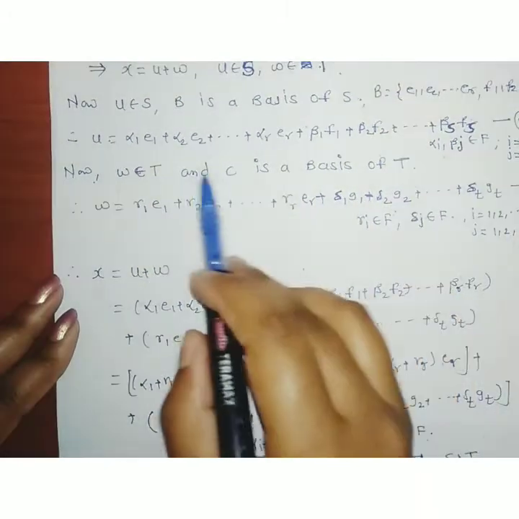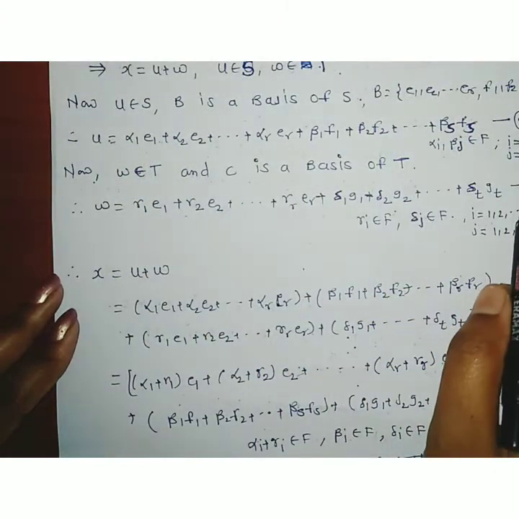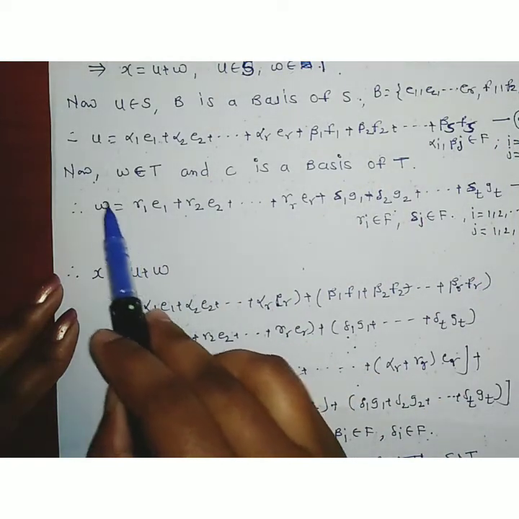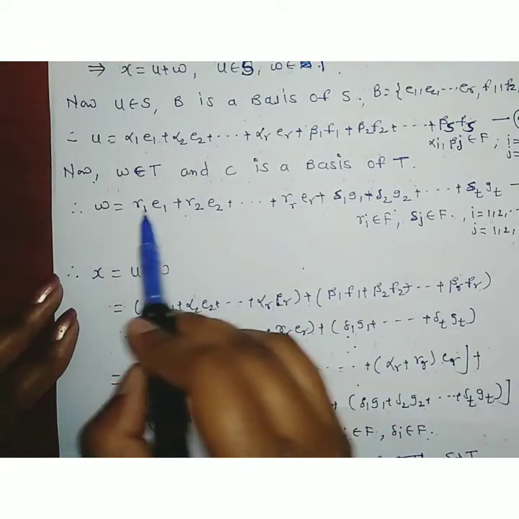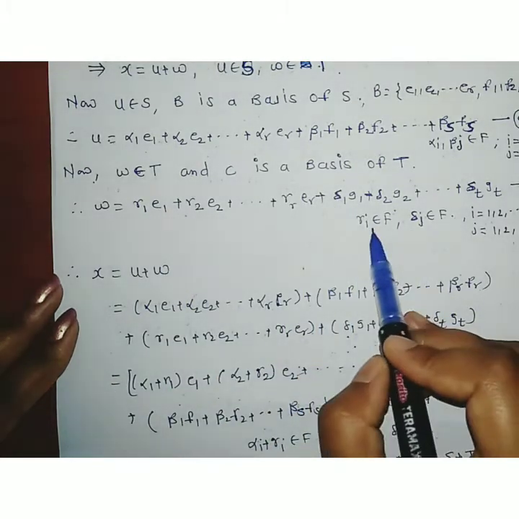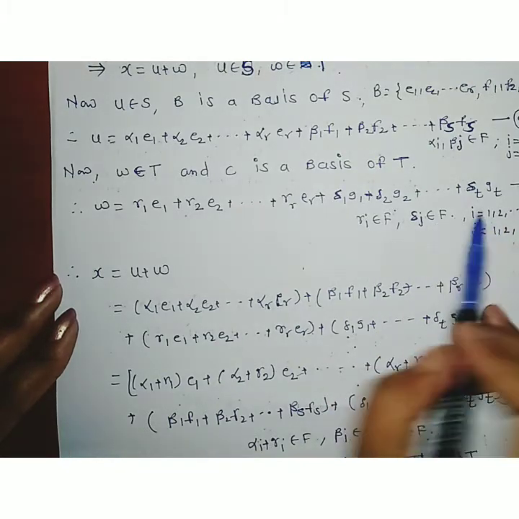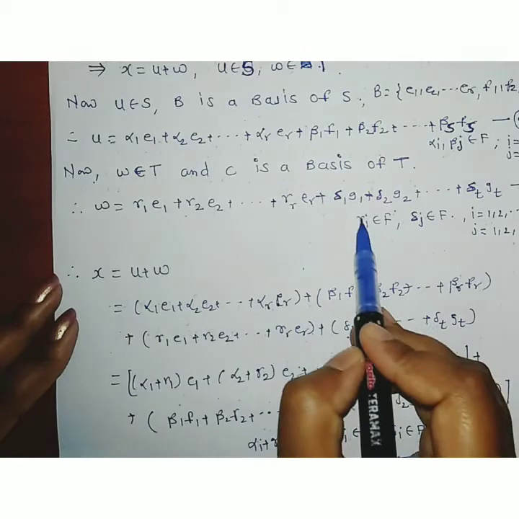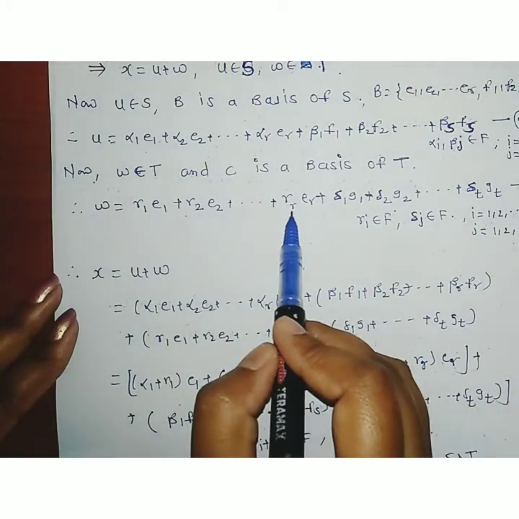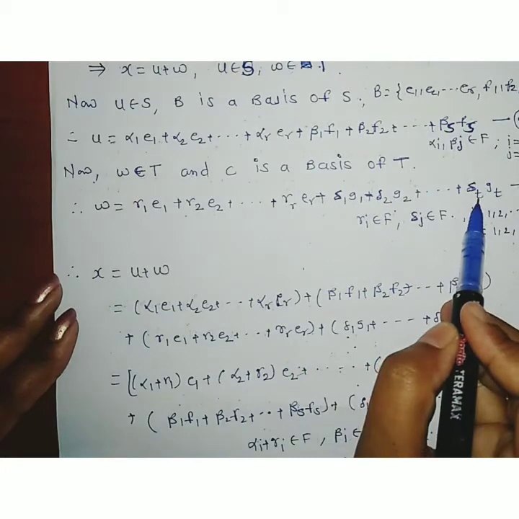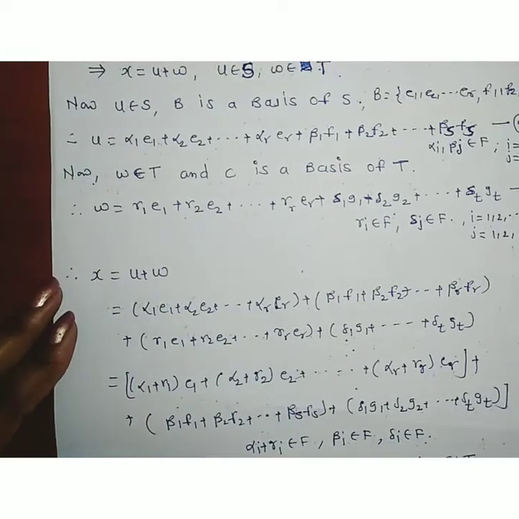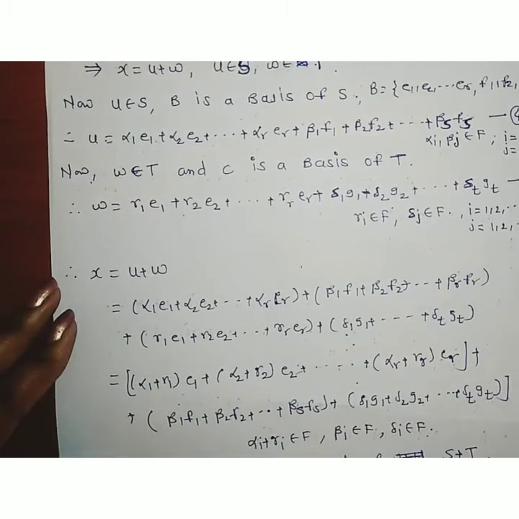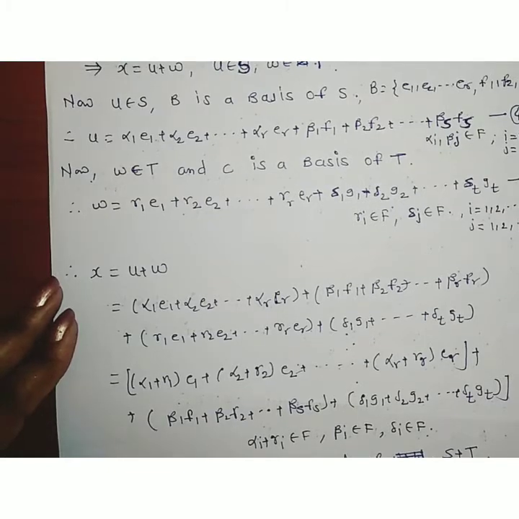Consider the linear combination of u as the fourth equation, and the linear combination of the elements of w as the fifth equation, where the ri and delta i are scalars. Therefore, these belong to field F, where i is running from 1 to r and j is running from 1 to t. Now we have to show that x is a linear combination of the basis of M, for showing this set spans M.